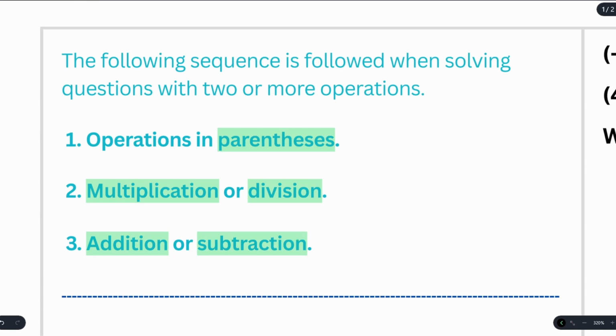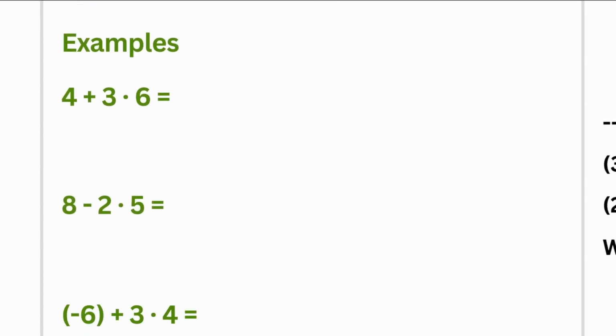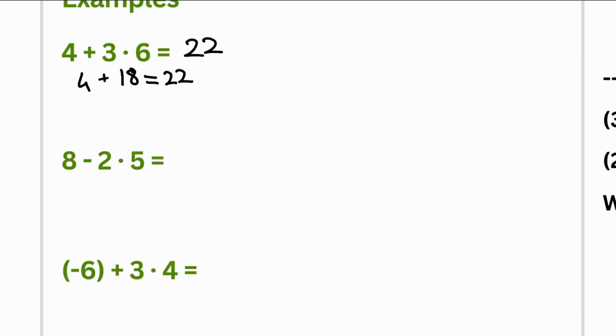Okay, so let's do some examples. When you see this question, you shouldn't go, oh, 4 plus 3 is 7 times 6 is 42. Nope, this is not correct. The correct way is, if you remember from the rule that we just learned, we first do multiplication and then do the addition. So 3 times 6 is 18 plus 4 is 22.